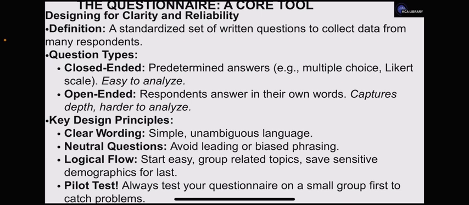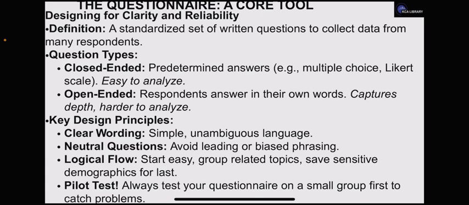Under data collection, the questionnaire, we'll be looking at designing for clarity and reliability. A standardized set of written questions to collect data from many respondents is what we refer to as a questionnaire. A typical example is people handing out questionnaires to students in a classroom to help them answer questions relatable to their settings. You understand?